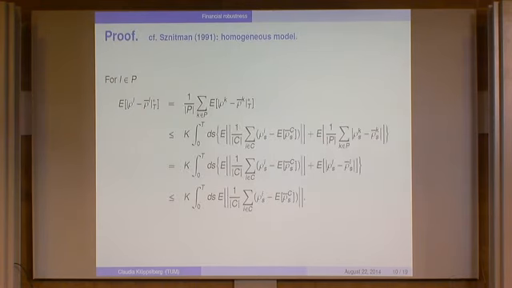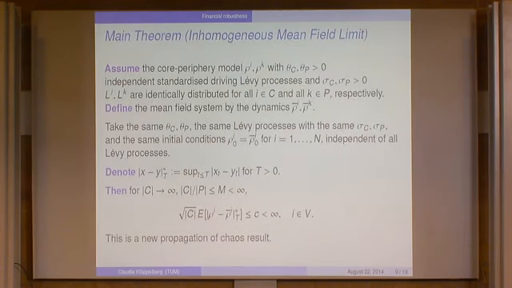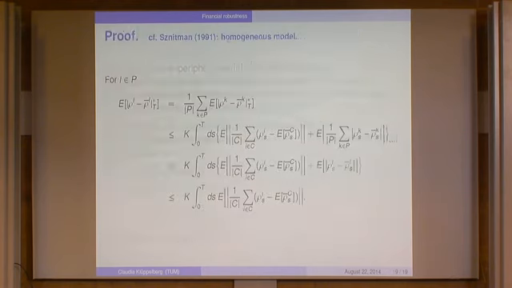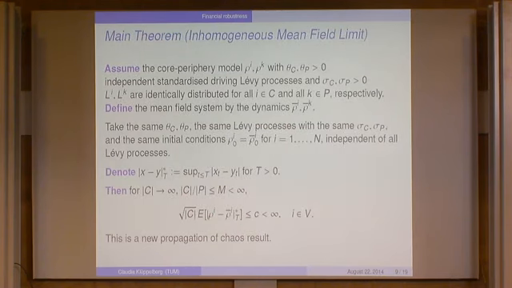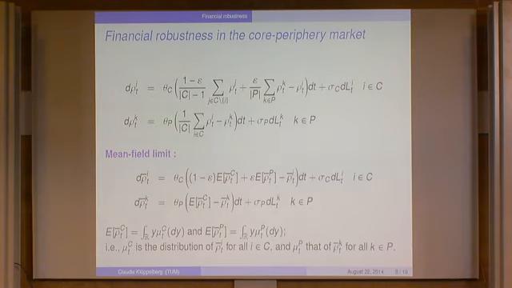So we were saying that in the mean field limit, all the periphery banks behave like this rho bar process. So you have a single equation for the core banks and a single equation for the periphery banks. In effect, they decouple completely. Each one is an independent copy of the other. So all these financial robustness processes, as we call them, are all independent.